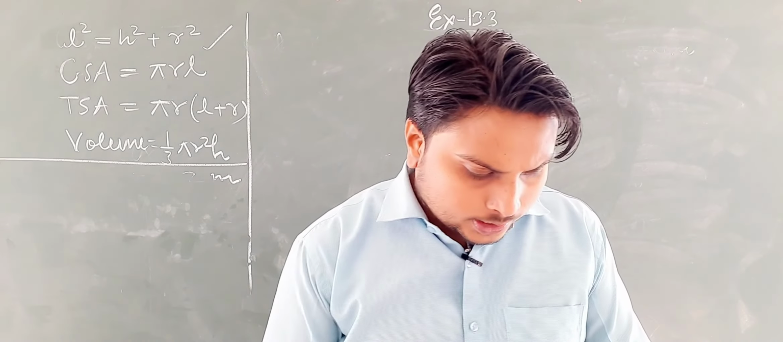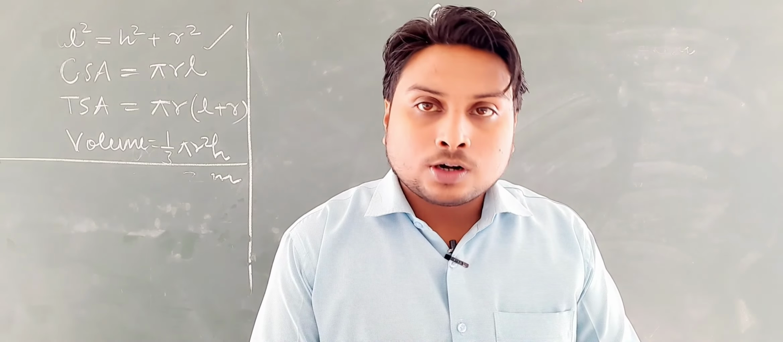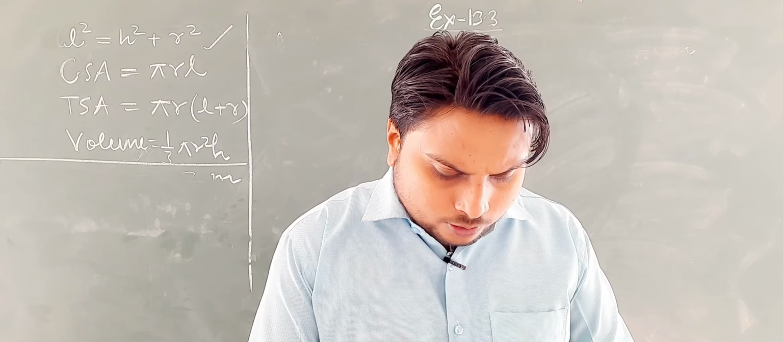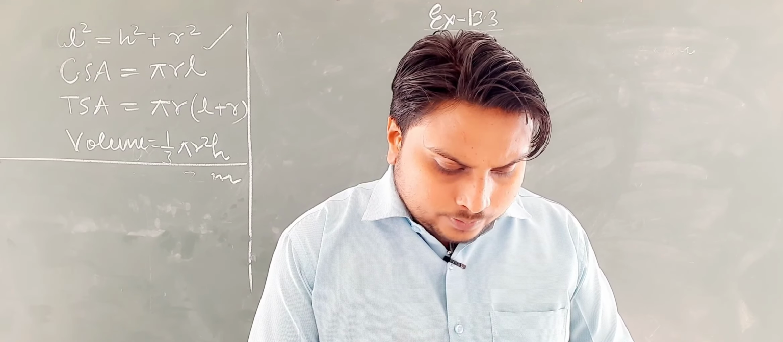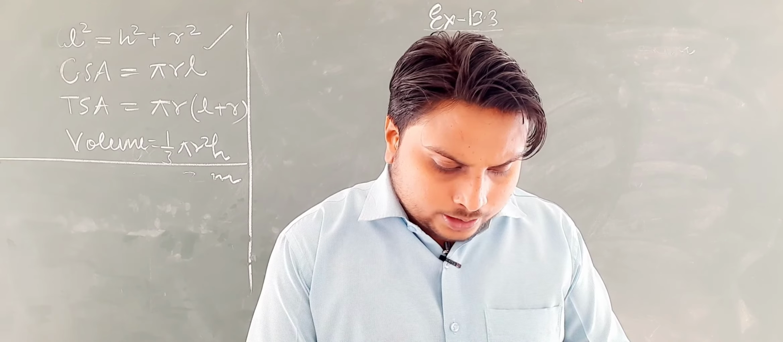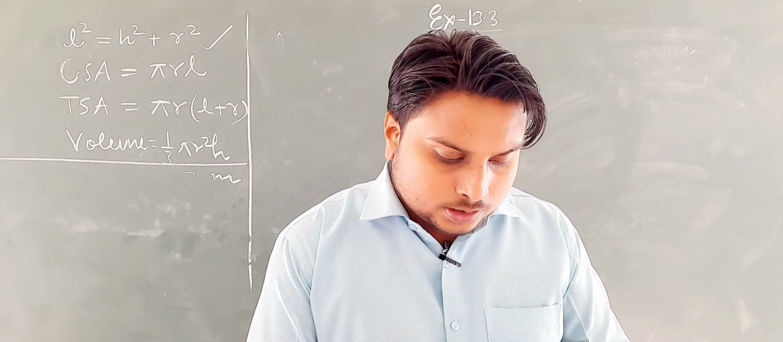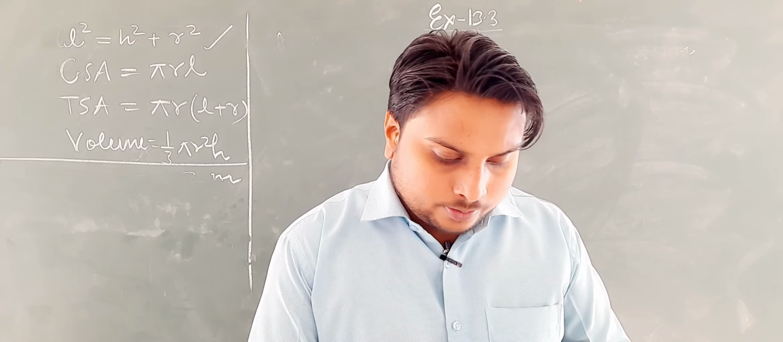Now coming to the next question, students. The slant height and the base diameter of a conical tomb are 25 meter and 14 meter respectively. Find the cost of whitewashing its curved surface area at the rate of rupees 210 per 100 meter square.